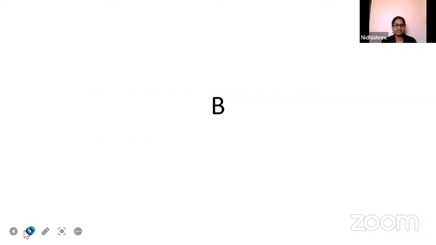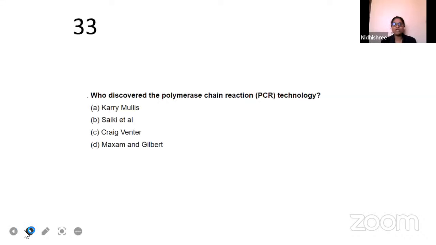33rd question goes like this, guys. Who discovered polymerase chain reaction technology? Option A, Carey Mullis. Option B, Saiki et al. Option C, Craig Venter. Option D, Maxam and Gilbert. Okay, I got the first message from Lohit. He voted for option A. What about others? Be fast.